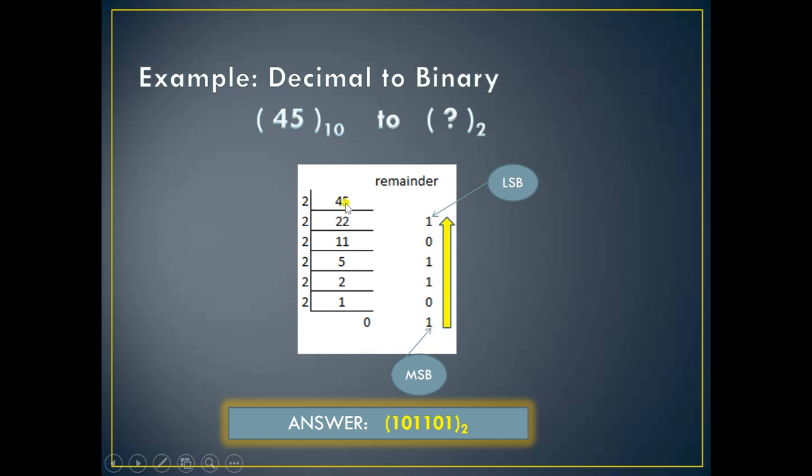So you can see when you divide 45 by 2, the quotient is 22 and the remainder is 1. Then again 22 divided by 2, the answer is 11 and the remainder is 0. Again 11 divided by 2, the answer is 5 and the remainder is 1. Again 5 divided by 2, the answer is 2, remainder is 1. Again 2 divided by 2, the quotient is 1 and the remainder is 0. By this way you will get the answer. This is the least significant bit and this is the most significant bit. So this is the answer for this decimal number.